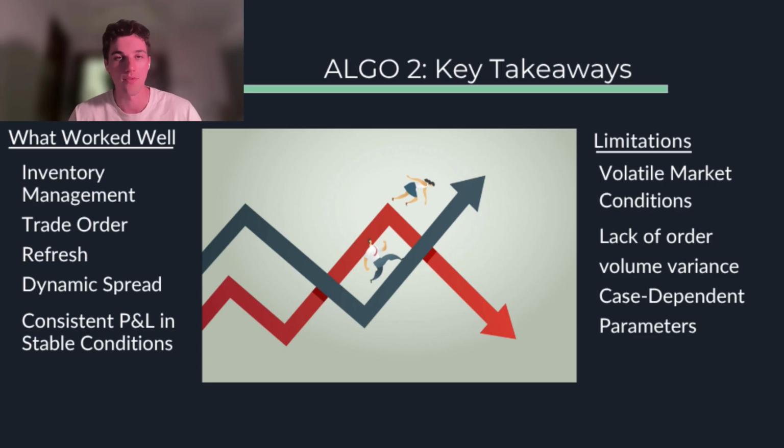The trade order refresh feature maintained liquidity by instantly replacing filled or unbalanced orders. Most importantly, the dynamic spread logic allowed the algorithm to adjust to market volatility, tightening in calm conditions and widening during higher volatility periods. These features produce consistent profitability in stable markets. However, limitations included difficulty testing under volatile conditions, fixed order volumes, and parameters that depended heavily on the simulation environment.